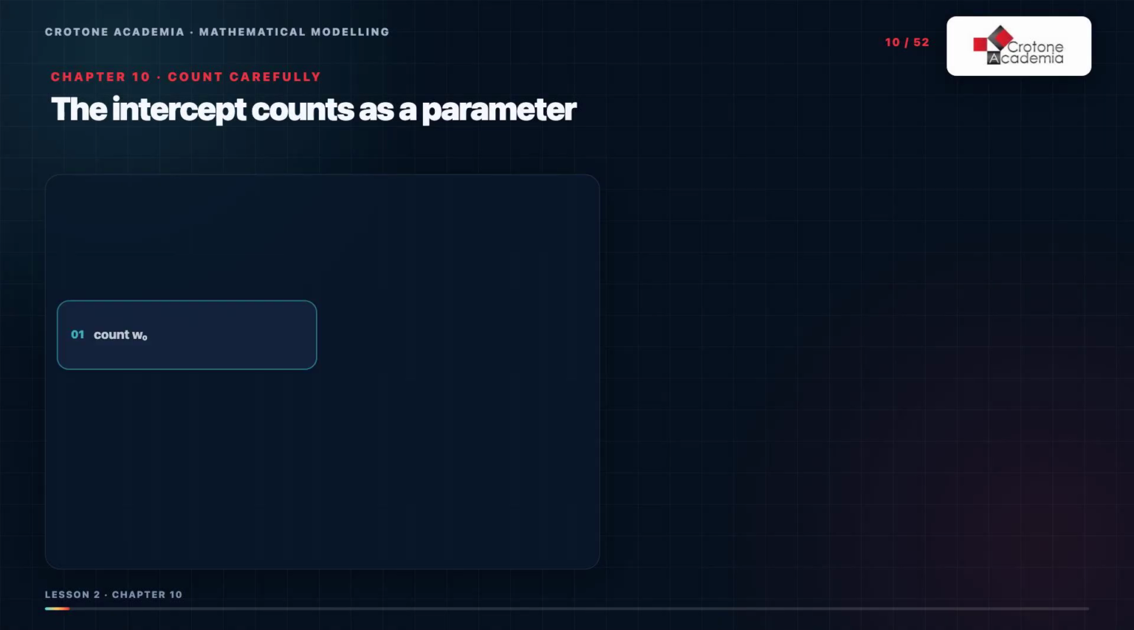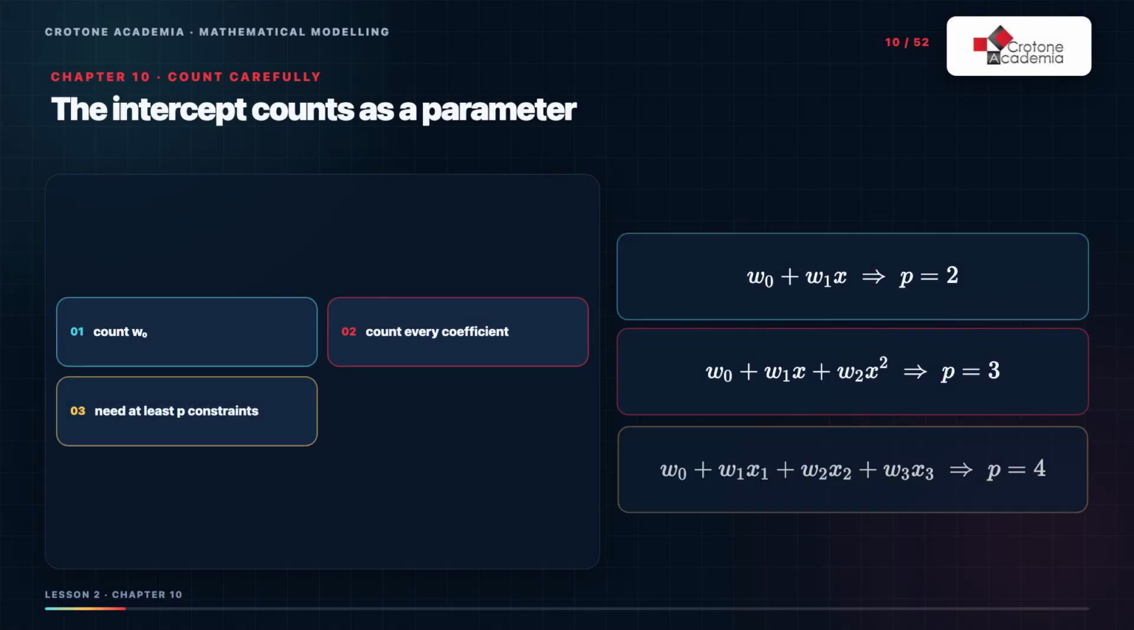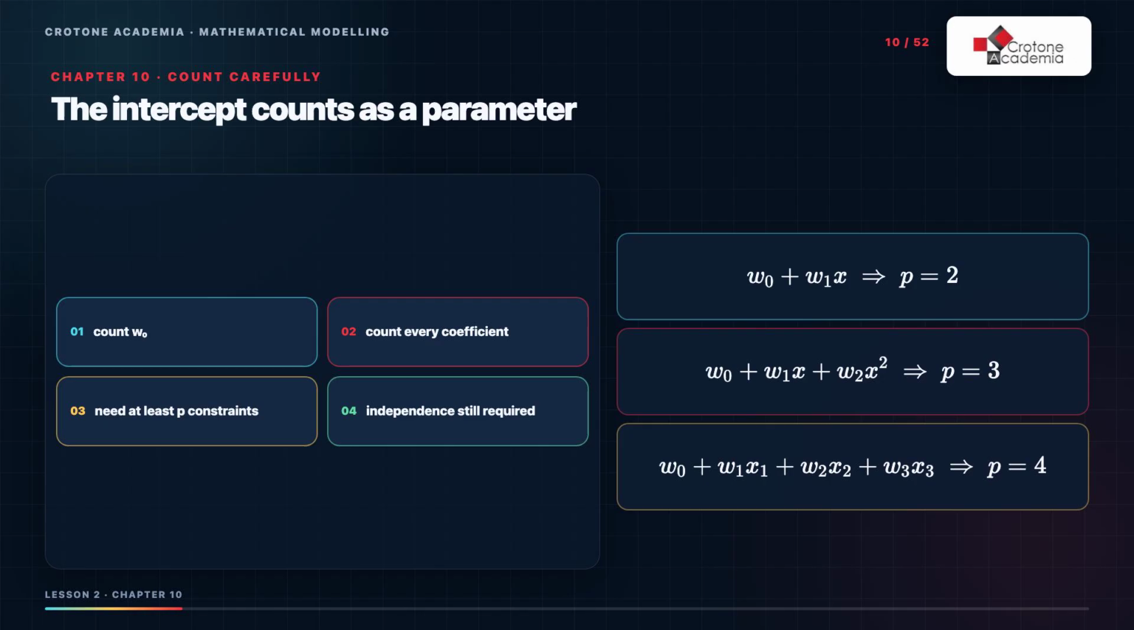A model with p unknown weights requires at least p independent scalar constraints for unique identification. Count carefully. W0 and W1 means two parameters. W0 through W2 means 3. A model with 3 raw inputs and an intercept has 4 parameters, not 3. The intercept is an unknown coefficient and must be identified like every other weight.